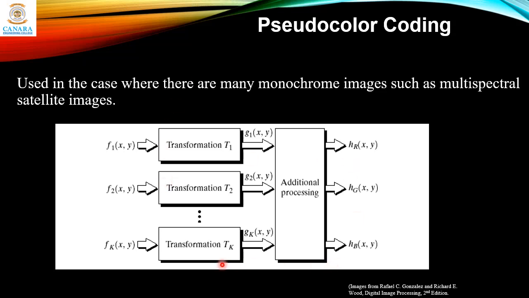So in this block diagram, as you can see, there are k number of monochrome input images, f1 of xy to fk of xy. We apply the required transformation and then do additional processing to obtain RGB equivalents. So we can combine them as we want to obtain an image which highlights the thing which we need to highlight. Okay, we'll see that with an example in the next slide.